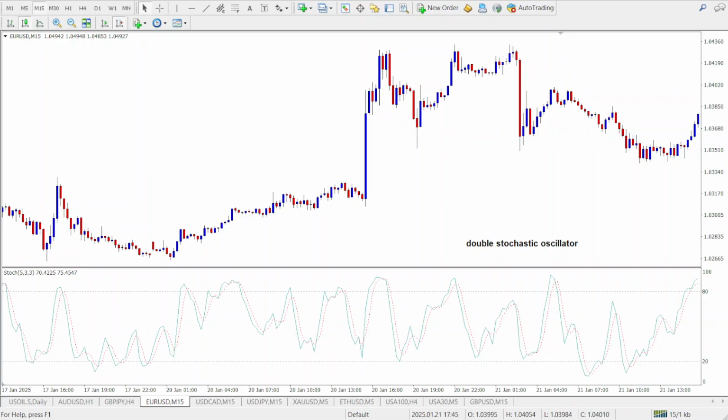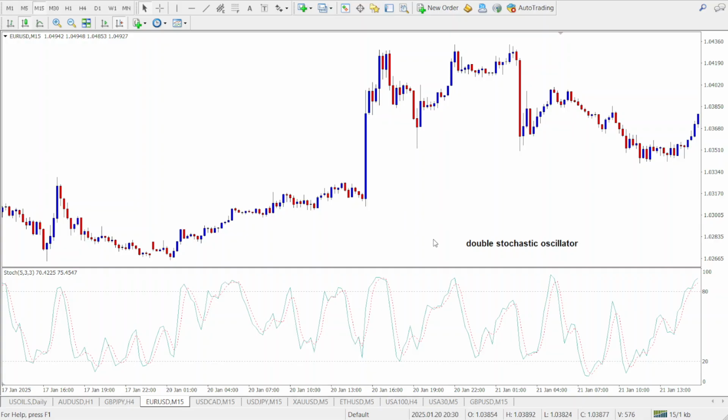Now, let's talk about setting it up. Most trading platforms like MetaTrader or TradingView allow you to add custom indicators like the double stochastic oscillator. But if you can't find the double stochastic oscillator as a single custom indicator, then I'm going to show you how you can manually add the double stochastic oscillator to your chart. So here's how to do it.